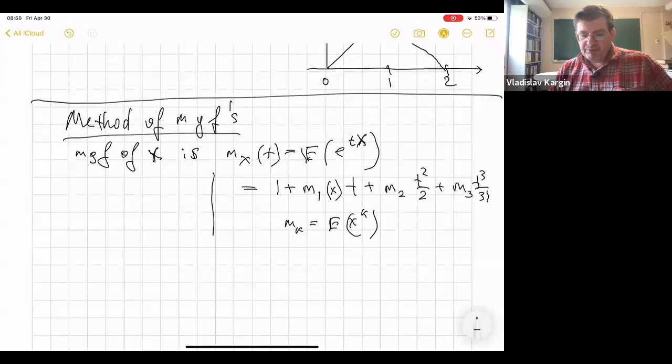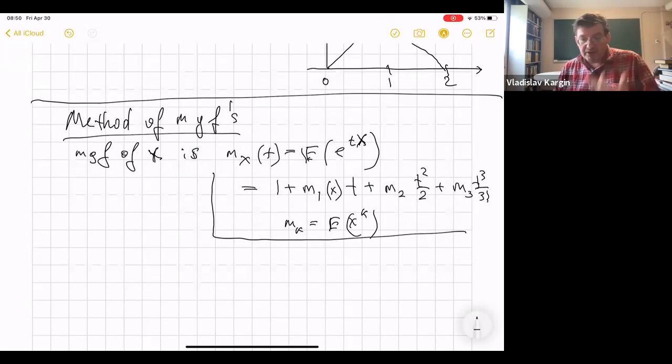So this is a moment generating function, and it's called that because if you differentiate this function enough times and evaluate it at t equal to 0, then you'll get the moment. The main idea of this method is that the moment generating function is unique for any random variable.